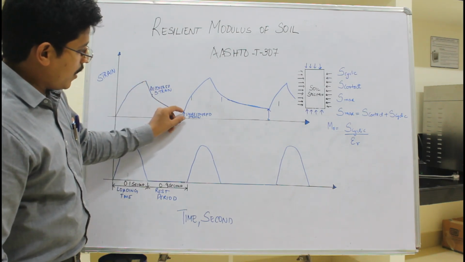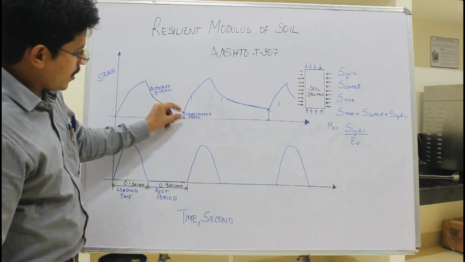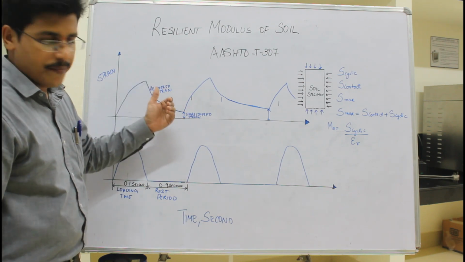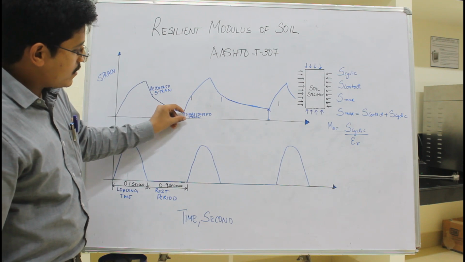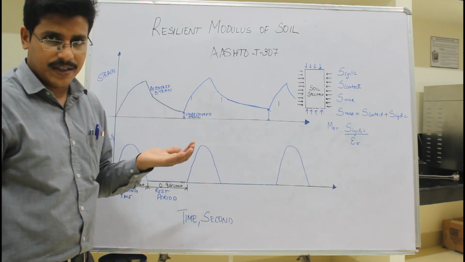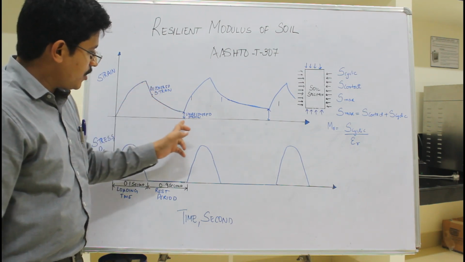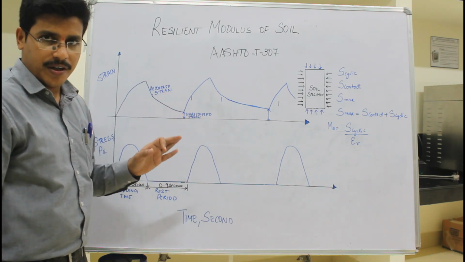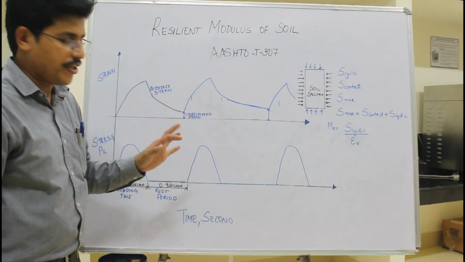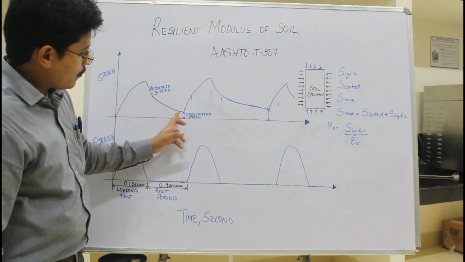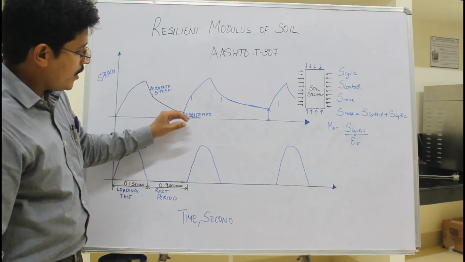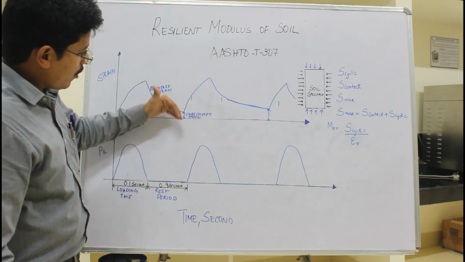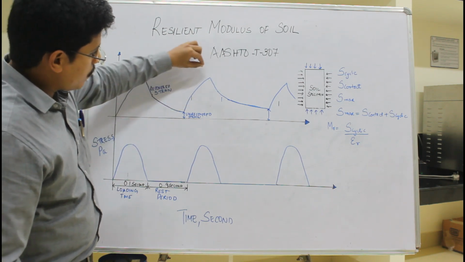That unrecovered strain will be noted in the data. This unrecovered strain indicates that the material is not fully resilient. If it were fully resilient, it would come to zero strain. It's not a purely elastic material; it's kind of plastic or viscoelastic material where some amount of deformation or strain will be unrecovered. Again, we apply the next load, and this goes on increasing.